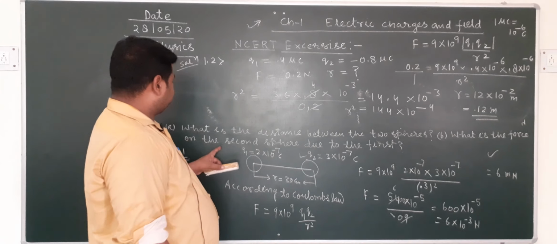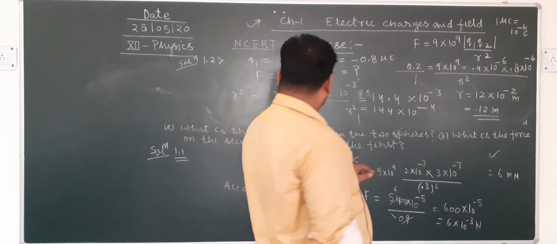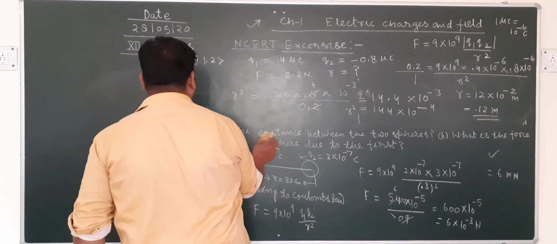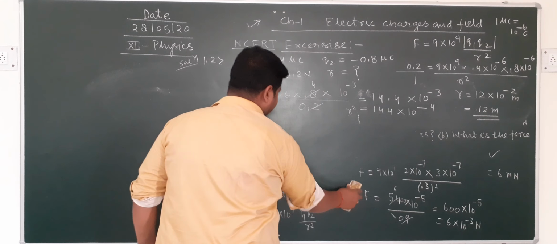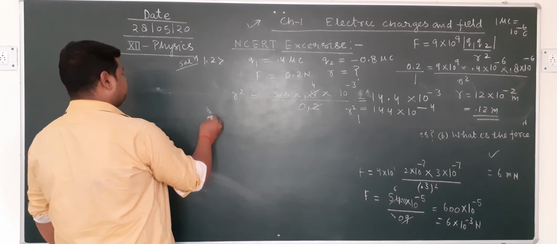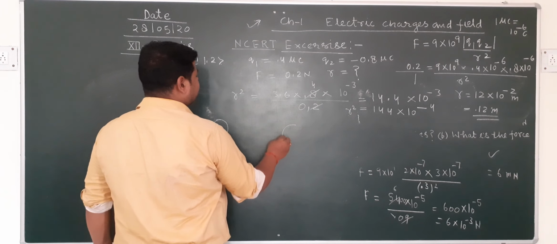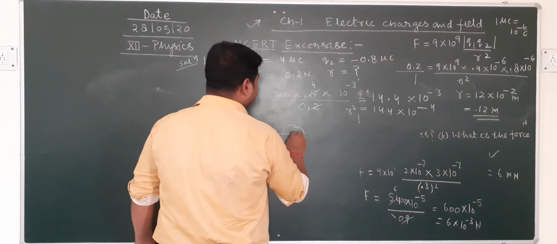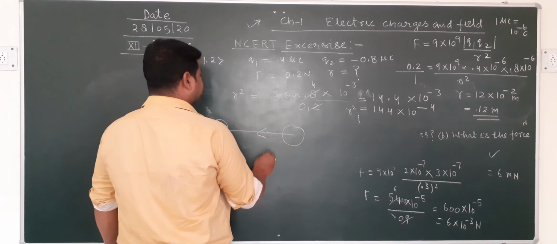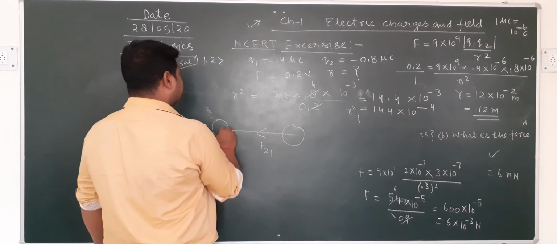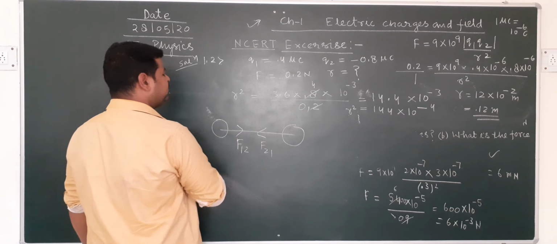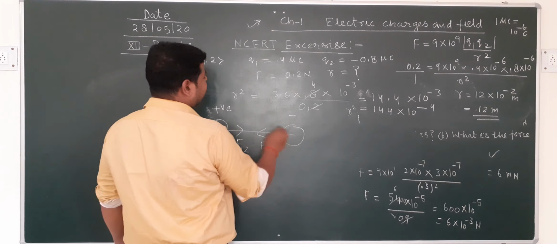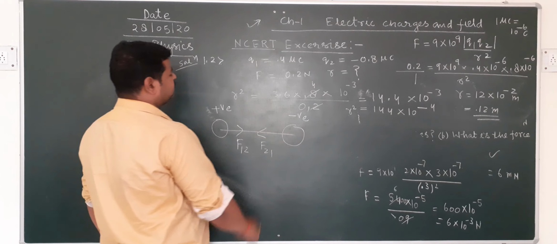In the second part the question asks, what is the force on the second sphere due to the first. So here we draw the diagram. This is the first sphere and this is the second sphere. So the question is what is the force on the second sphere due to the first. So this is written as F21 and this is written as F12. Clear? Because this is positive and this is negative, a force of attraction appears between these two charges.